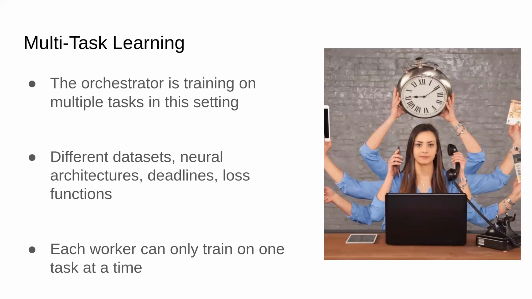Another thing to consider here is that the orchestrator is doing this for multiple tasks at once. And each of these tasks has its own neural architecture, data set, deadline, and loss function. But each worker can only train on one task at a time.